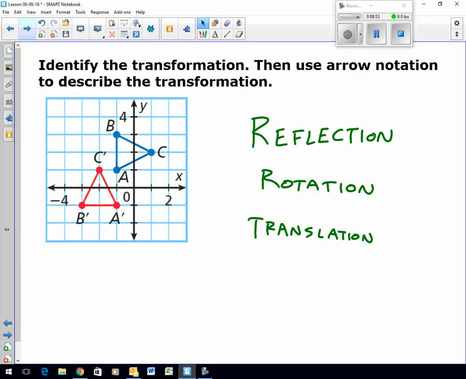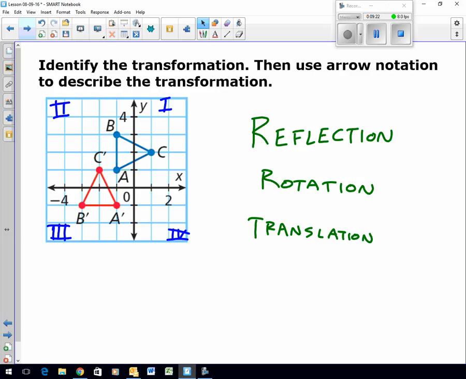90-degree rotation counterclockwise. Right? 90-degree rotation counterclockwise. Let me help us out here. 1, 2, 3, 4th row. Okay? Anytime I have a rotation, I need to start thinking in terms of my quadrants. Look how easy this is.